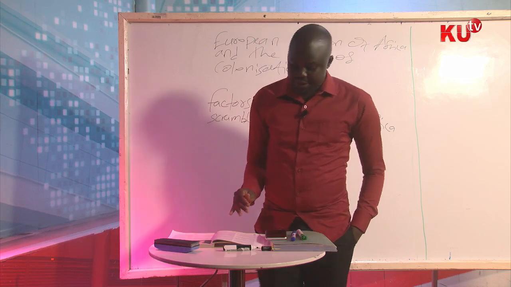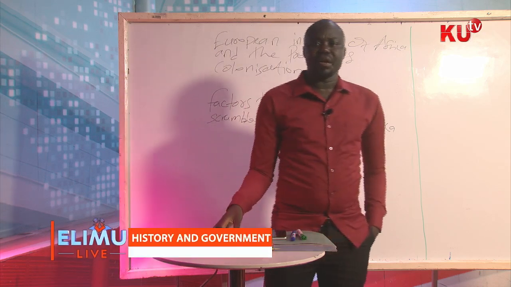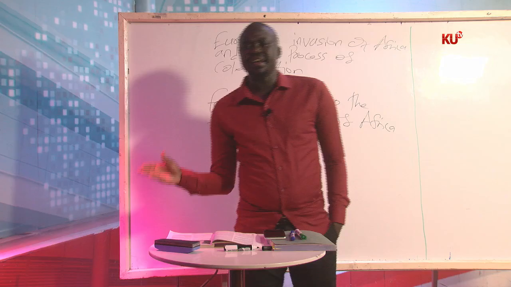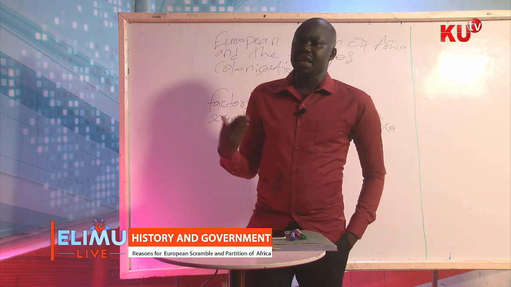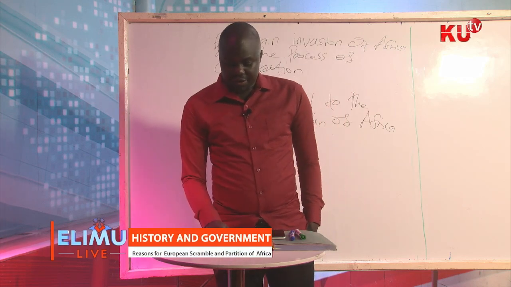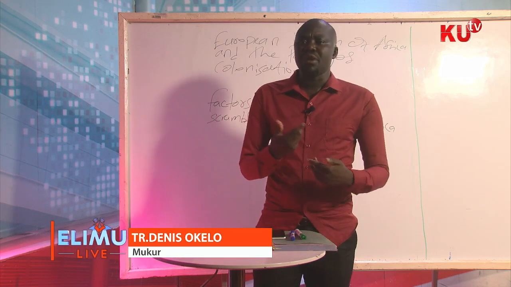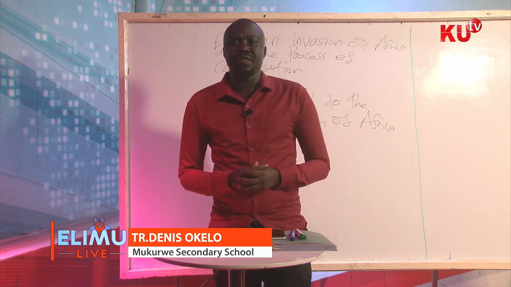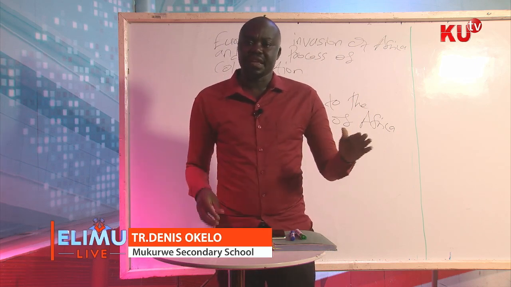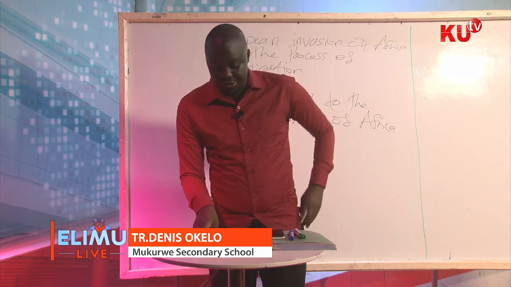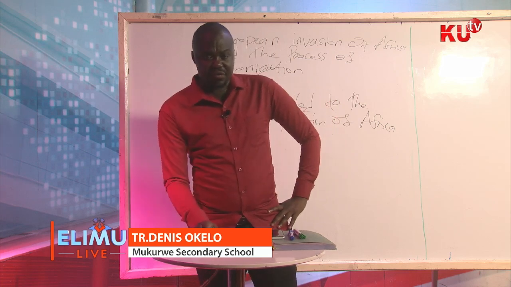Again, the investment of surplus capital. The Industrial Revolution had ensured that Europe had boomed with regards to capital. So it was only a matter of finding ways to invest this capital in another continent. They also believed that by investing their capital in Africa, they would generate more wealth, just the way they generated more wealth in their previous colonies in the New World, like America, Australia, New Zealand, India, and all those colonies. Then again, the search for raw materials for their industry.